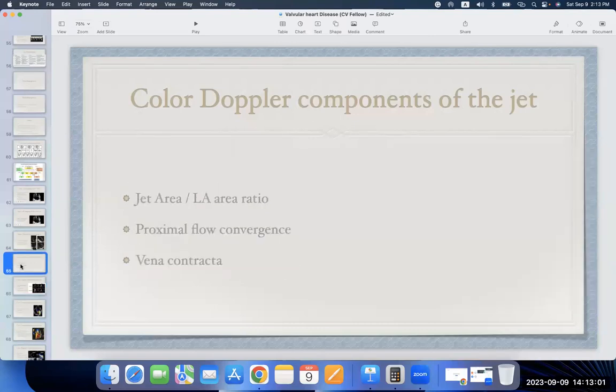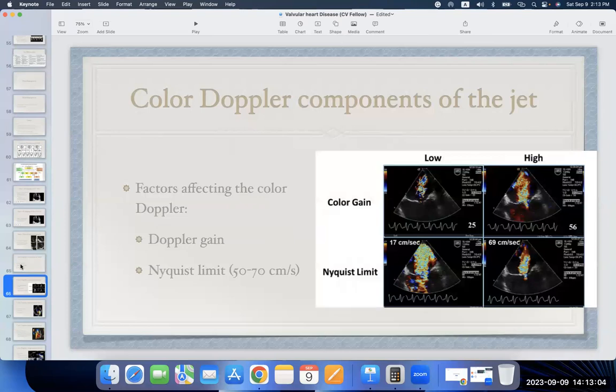But before you do that, it's very important to confirm that you have the correct settings on your machine. So very important, the Nyquist limit: when you evaluate the mitral regurg or the aortic regurg or any kind of regurg, the Nyquist limit should be between 50 and 70. But if you have a low Nyquist limit, like here in this image, 17, you're going to overestimate the regurg. So it's very important to put the correct Nyquist limit. You can see it here. So here it's 17, and here it's 69. So it's very important to look for the Nyquist limit.